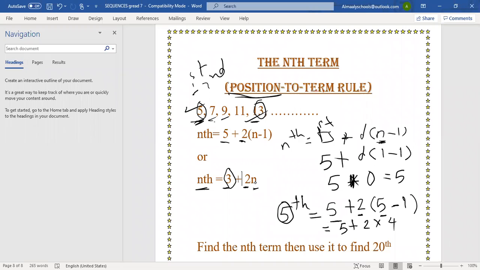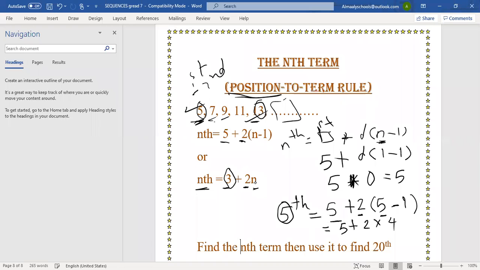Let's check it now. Who can find term number 5? Term number 5 will be 3 plus 2 multiply 5. 2 multiply 5 is 10, plus 3, 13. Yes, term number 5 is 13. Who can find term number 6? Using the rule. Don't just say 15 from adding 13 plus 2. Use the rule: 3 plus 2 multiply 6. 2 multiply 6 equals 12, plus 3 equals 15. Excellent.